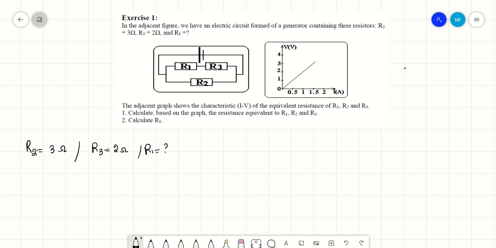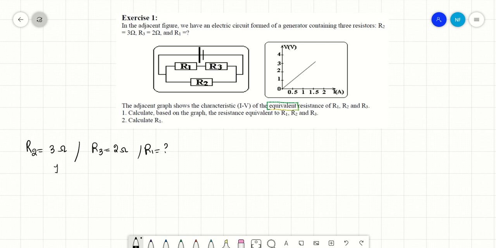So let's check. The adjacent graph shows the characteristic IV curve of the equivalent resistance of R1, R2, and R3. As this sentence implies, this graph is related to the equivalent resistance. It doesn't represent R1 or R2 or R3 alone. It represents the R equivalent of these 3 resistances together.